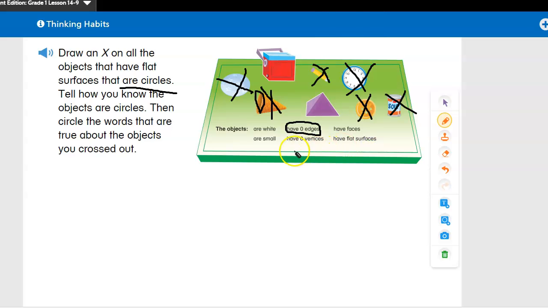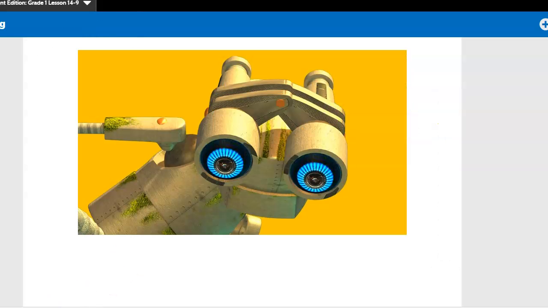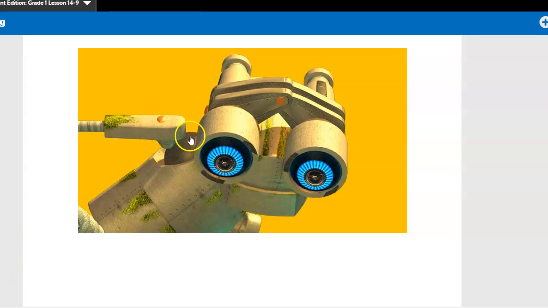Well, what we went through and did was mark all of the objects that had a flat surface that was a circle. So I know I have to circle this down here. So your workbook page should have these 2 circled and all of those X'd out, just like we did together. Alright, on the next page of our workbook page, so that is page 590, we are going to watch this short video to help us continue our lesson.